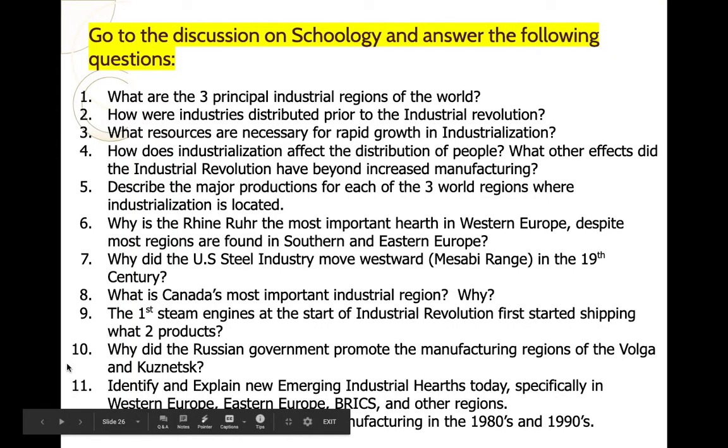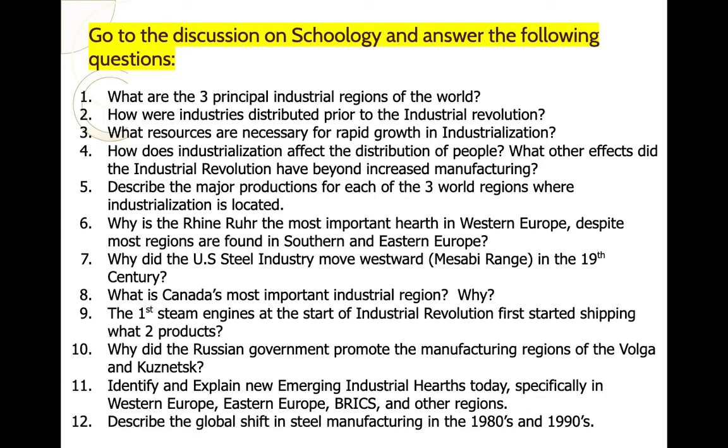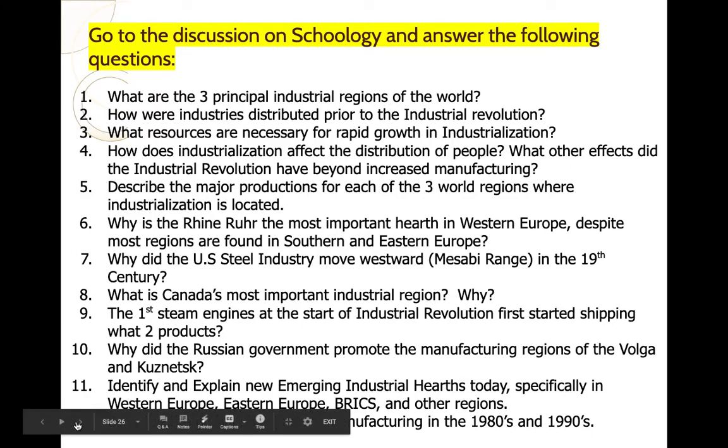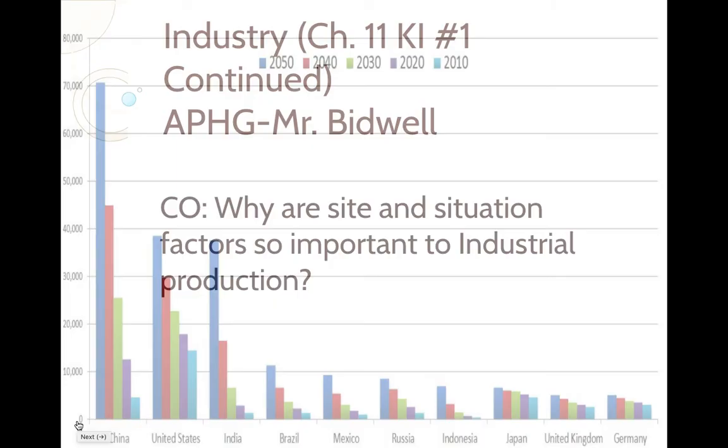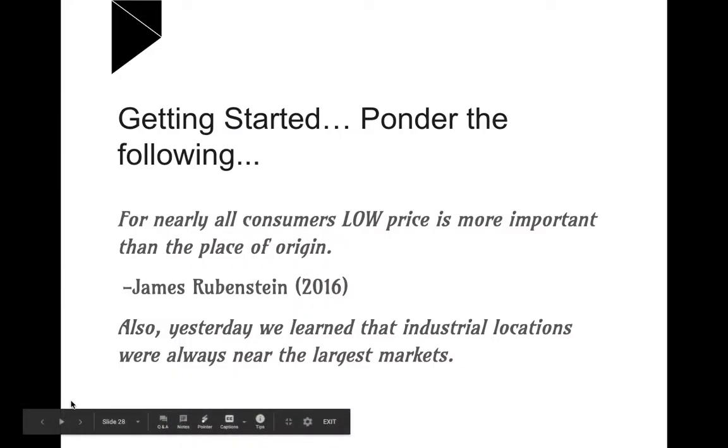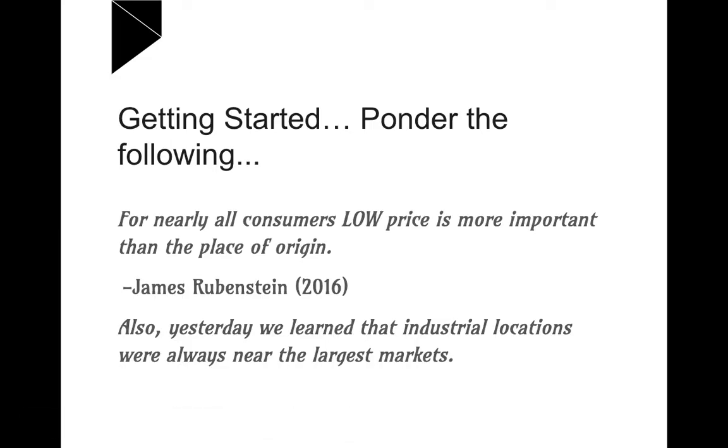Right. Again, quickly review what's been discussed. All right, let's continue on with key issue 1. Why are site and situational factors important in industrial production? Keep in mind that, as pointed out in Rubenstein's 2016 text, for nearly all customers, low price is more important than the place of origin. So now when we look at site and situational factors, these can be some of the most crucial geographical factors for locating an industrial factory.